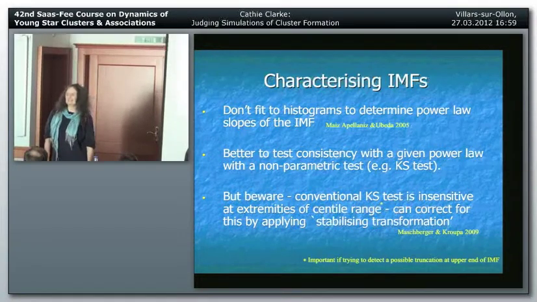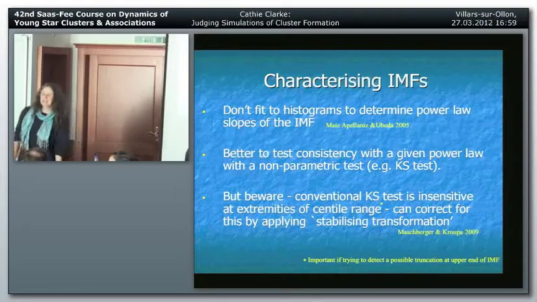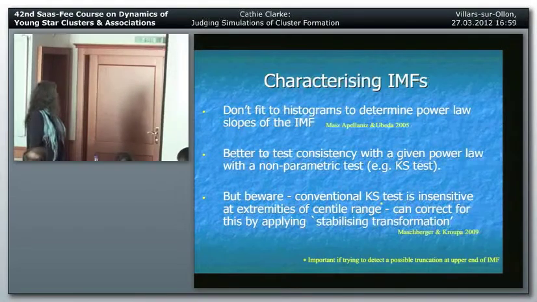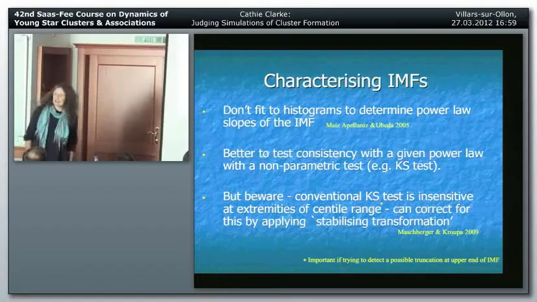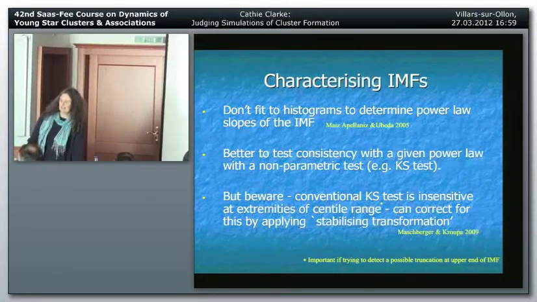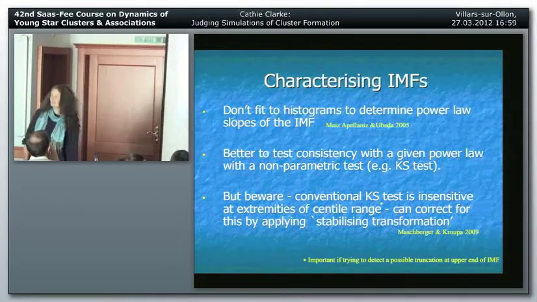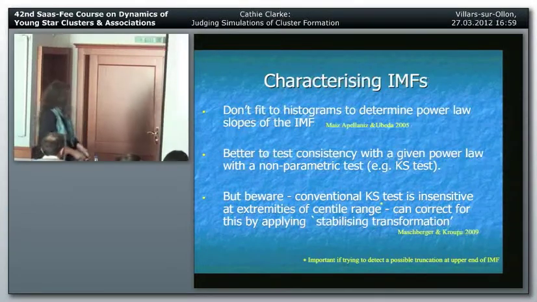Okay. That's one of the hands somewhere. Did I? Yeah. Would the Anderson-Darling test work for the stabilizing transform or something? Well, what's that? It's a version of the KS test. Okay. But I think it's something statisticians use quite frequently. Okay, there we are.